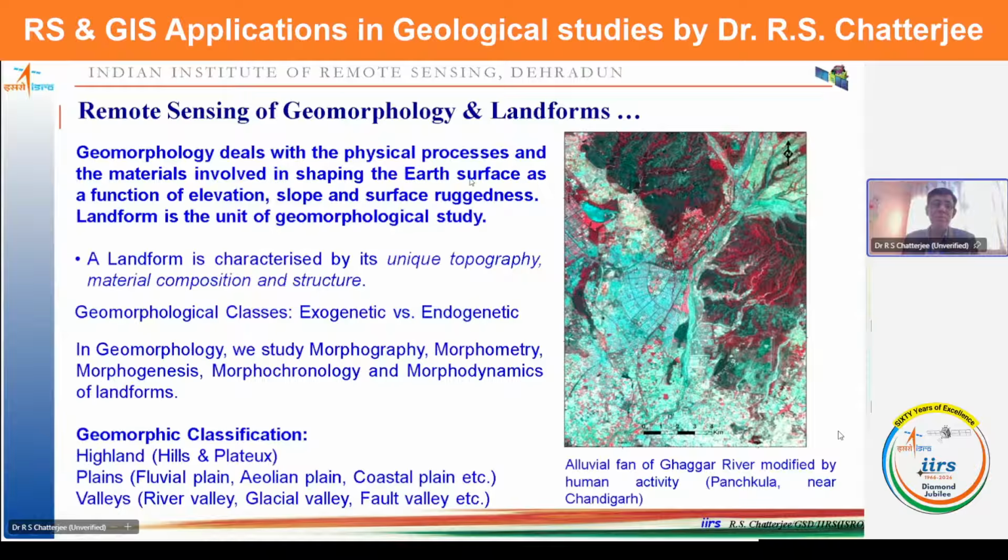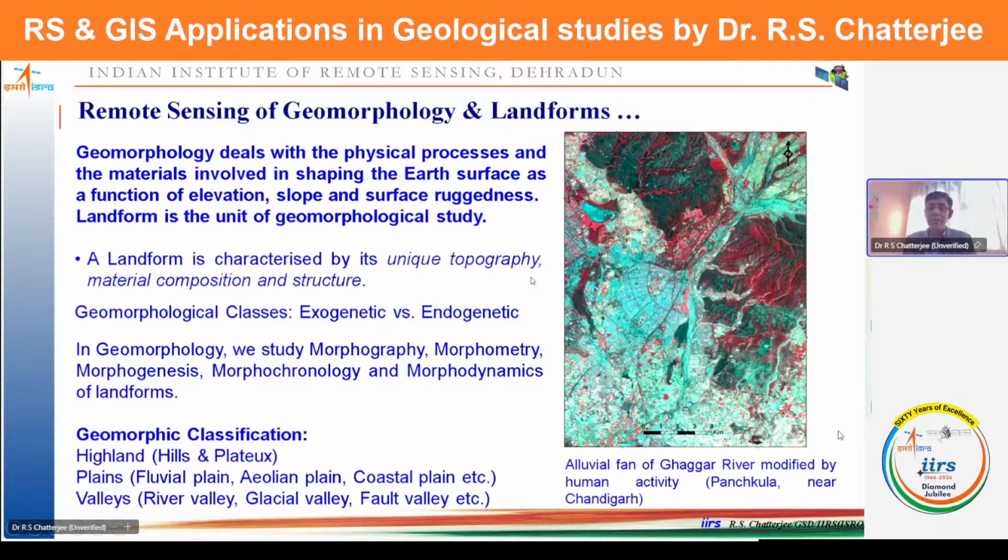We can define earth surface shape as a function of elevation, slope, and surface ruggedness, surface undulations. That means rate of change of slope. Slope is the rate of change of elevation, and surface ruggedness is the rate of change of slope, or slope shape. Okay. So geomorphology deals with the physical processes and the materials involved in shaping the earth surface. And in geomorphology, the basic unit is the landform. And how do we define a landform? It is characterized by its unique topography.